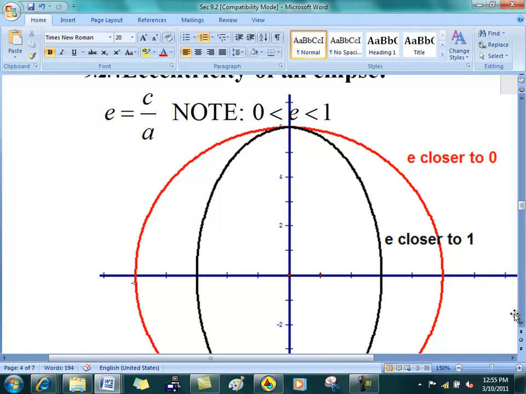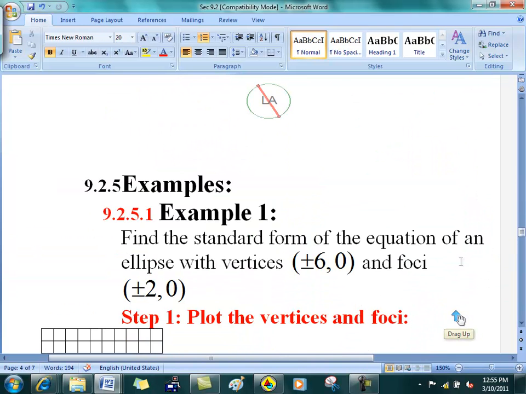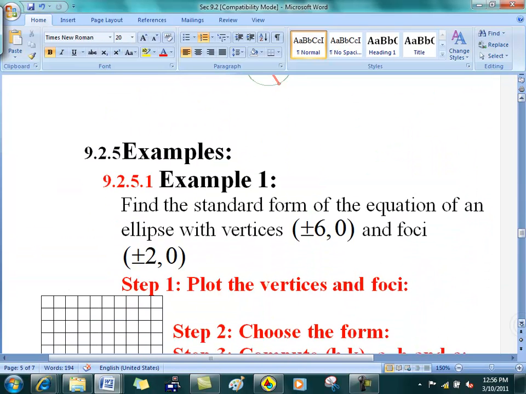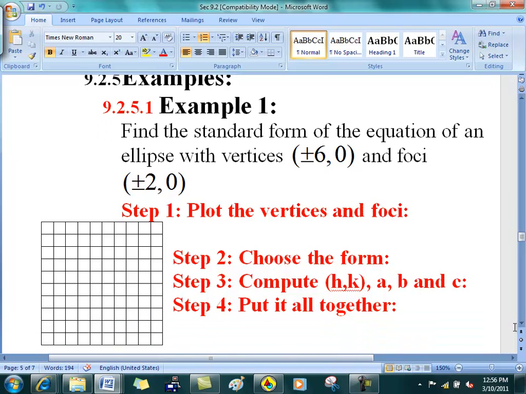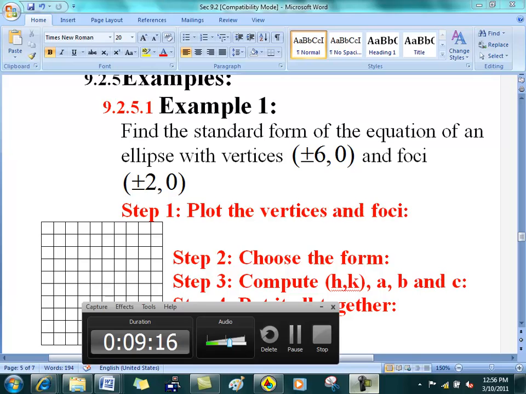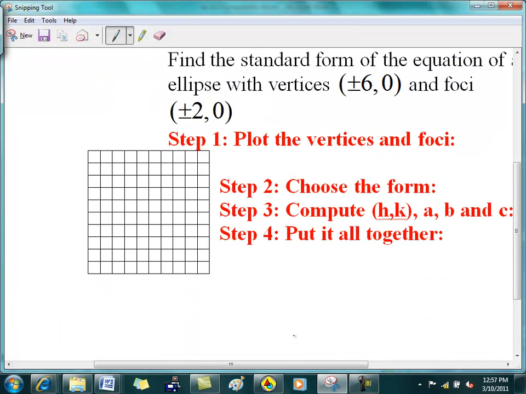You might want to take a look at the pictures in the book because they do a better job of showing what's happening to the ellipses as the eccentricity changes. Ready for an example now? Okay, I'll start going through the instructions.